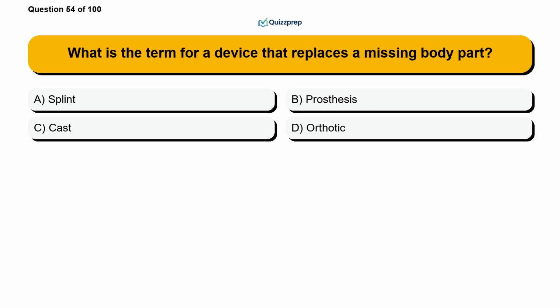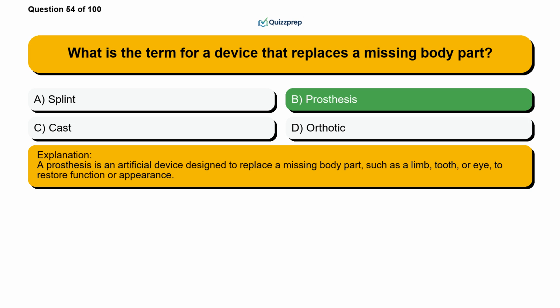Question 54. What is the term for a device that replaces a missing body part? Option A, splint. Option B, prosthesis. Option C, cast. Option D, orthotic. The correct answer is option B, prosthesis. A prosthesis is an artificial device designed to replace a missing body part, such as a limb, tooth, or eye, to restore function or appearance.